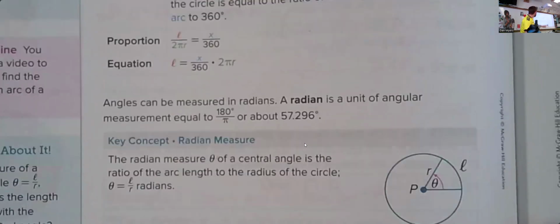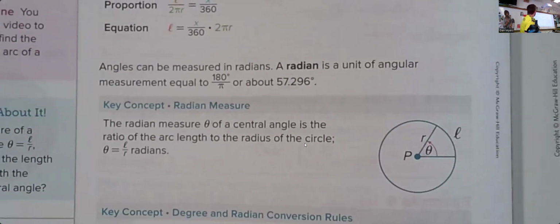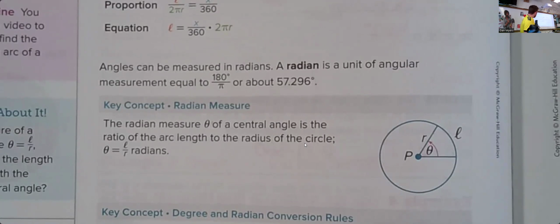Now, angles can also be measured in radians. A radian is a unit of angular measurement equal to 180 degrees divided by pi. So a single radian is equal to 180 over pi, which, if you type 180 divided by pi into your calculator, is about 57.296 degrees. It's kind of like converting between inches and centimeters. They obviously don't line up perfectly because it's a different unit of measurement.